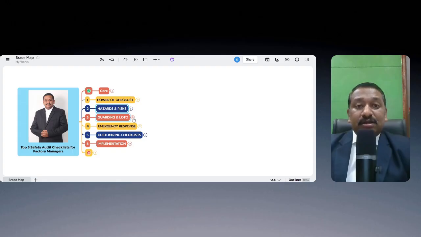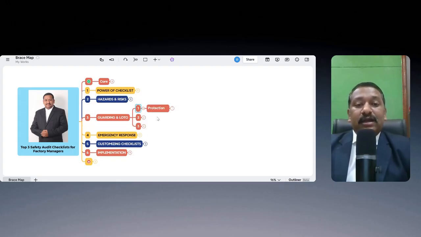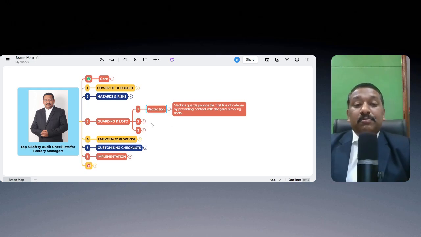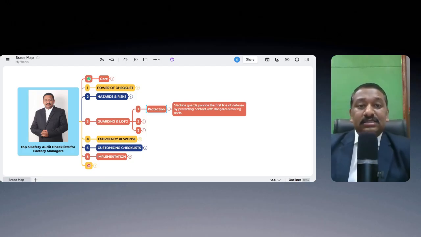The third element is guarding and LOTO, which consists of three aspects. First is protection. Machine guards provide the first line of defense by preventing contact with dangerous moving parts. That is an important parameter of guarding. So machine guarding is very important, the defense line and safety barrier for different machines.